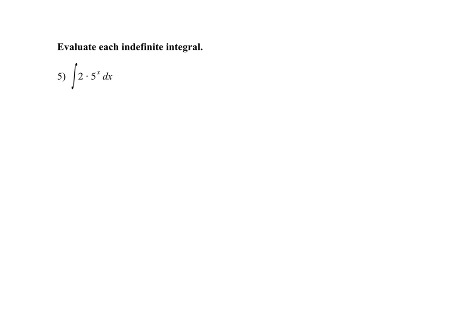So for this one, antiderivative. So this is just being multiplied. So that's just going to be multiplied. And then the antiderivative of this is going to be 5 to the x times 1 over the natural log of that base. And so it ends up just being on the numerator, 2 times 5 to the x over the natural log of 5 plus c. That's your answer.